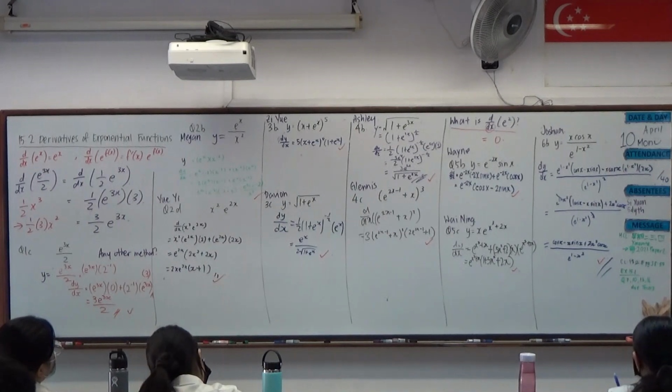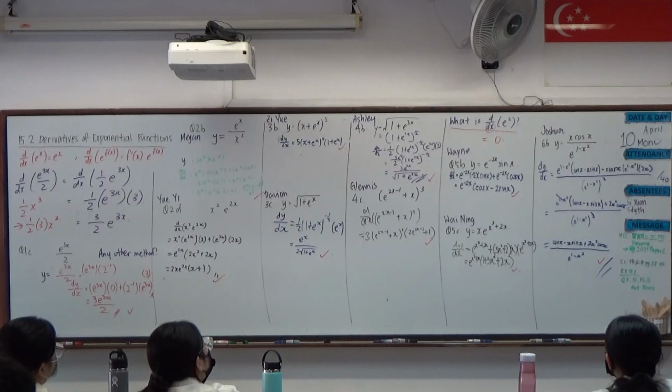Why is there this risk involved when we do our product rule? Let's wait for the plane to fly.